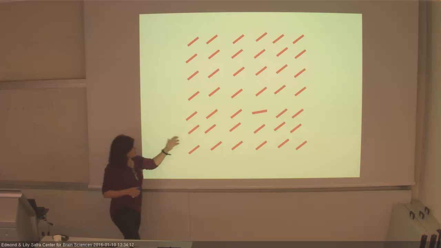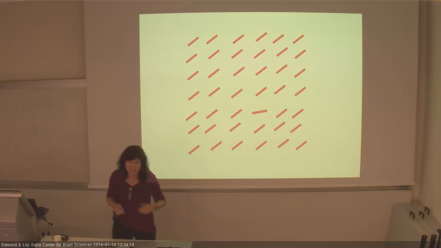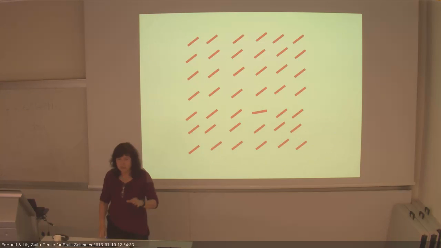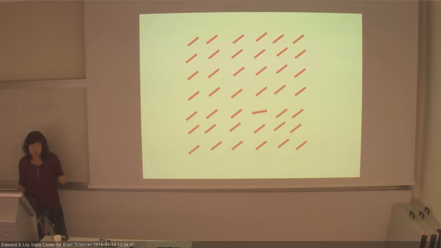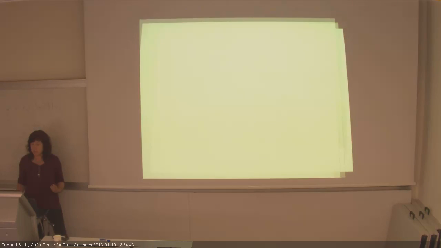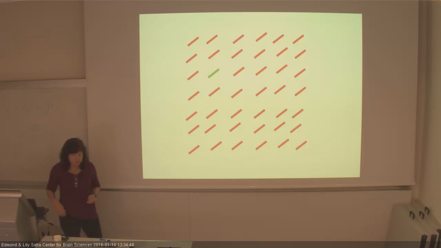The simple task was: is there an odd element in this array? Of course it's very easy, but you can make it as difficult as you want with a very, very brief presentation. If you have a very brief presentation and shortly afterwards a mask, you can determine how difficult it is by the time interval between the first presentation and the second. So there's an odd element in the orientation dimension, there's an odd element in color, and these are considered like features.